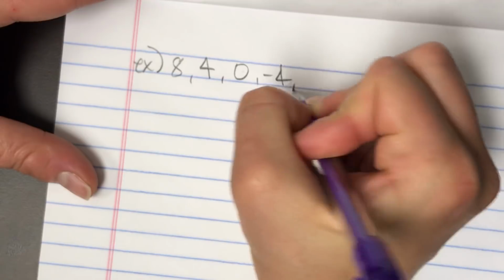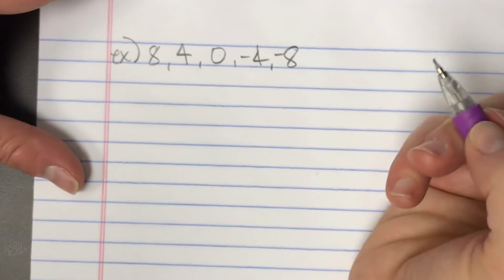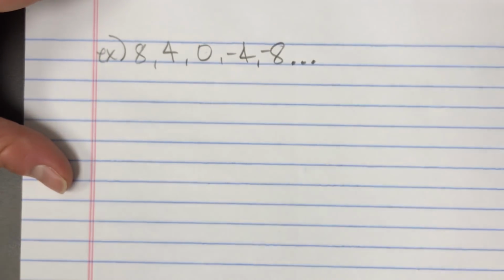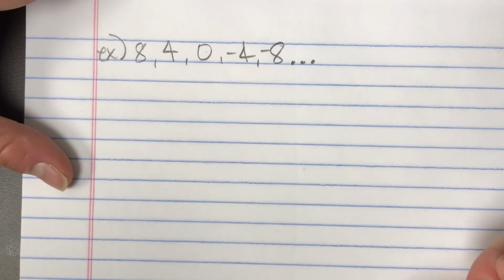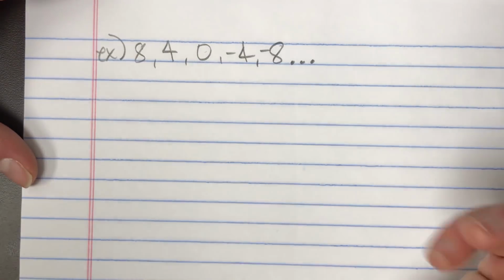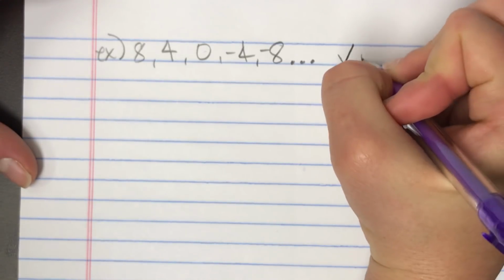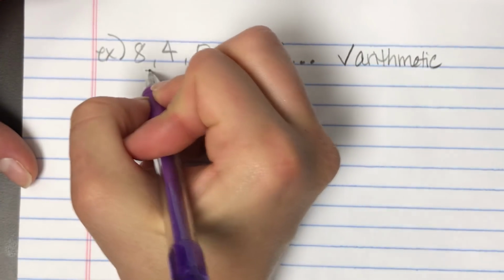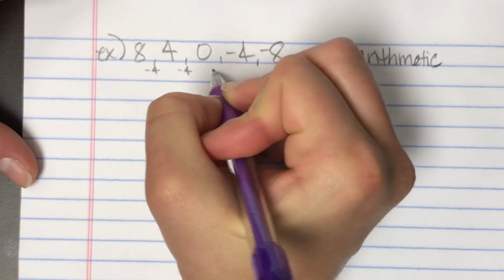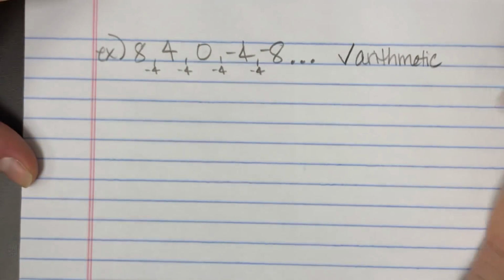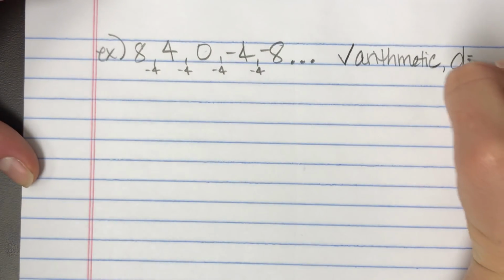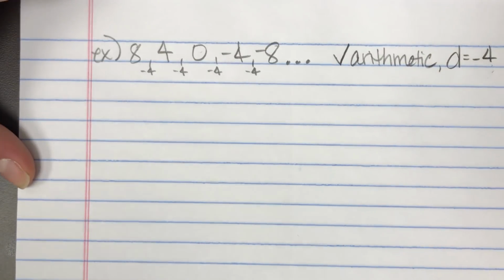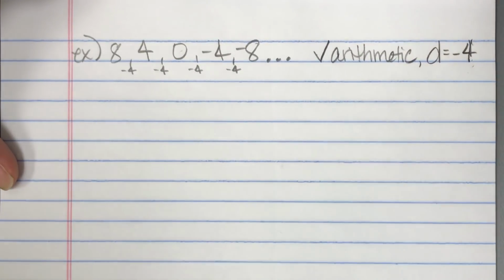My first example is 8, 4, 0, -4, -8, ... So the first question is, is this even an arithmetic sequence? Does it even fit the pattern that we're using here? So yes, it is arithmetic, because if you notice, every single time I'm subtracting 4, subtracting 4, subtracting 4, subtracting 4, it has a common difference of -4. So I'm just going to be lazy and write d equals -4, okay?